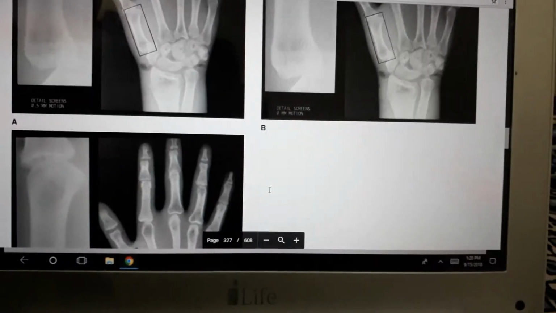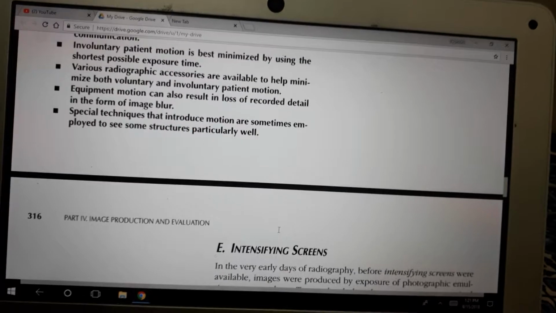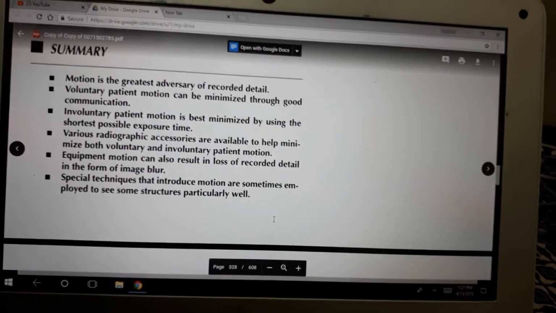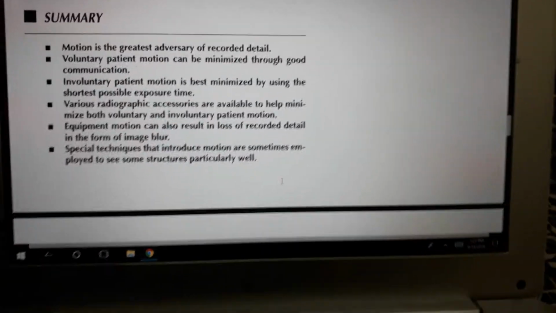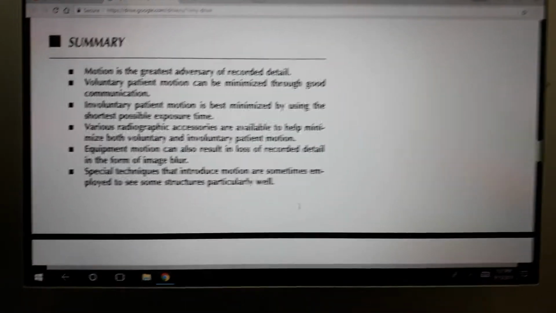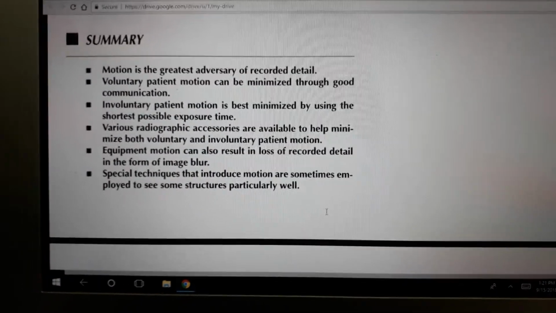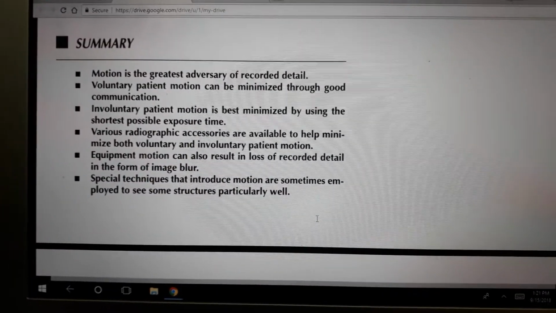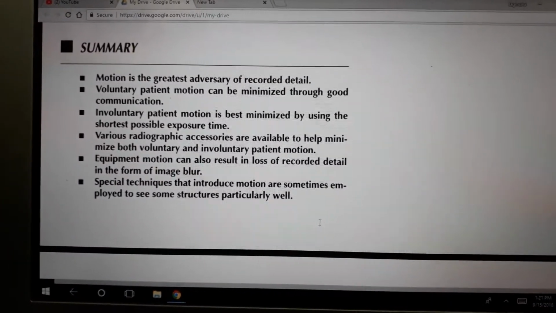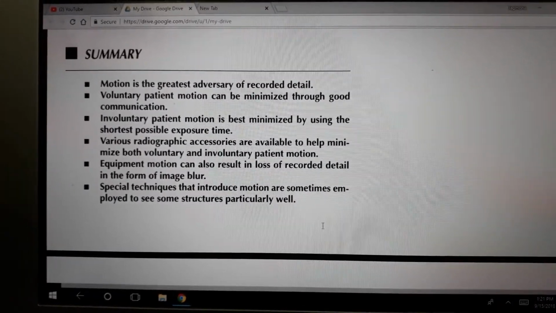Motion. Motion is the greatest adversary of record detail. Voluntary patient motion can be minimized through good communication. Involuntary patient motion is best minimized by use of the shortest possible exposure time. Various radiographic accessories are available to help minimize both voluntary and involuntary patient motion.